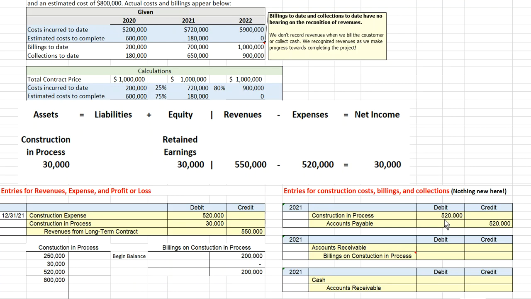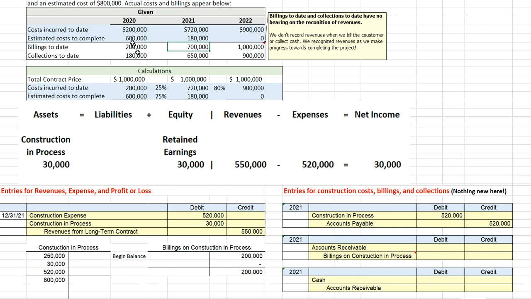So again, the thought is we incurred $520,000 in construction costs, and we would debit construction in process. But on top of that, we added an additional $30,000 in value, which we will eventually bill our customer. So we increased our asset this period by the $550,000. So we've got construction in process of $800,000.